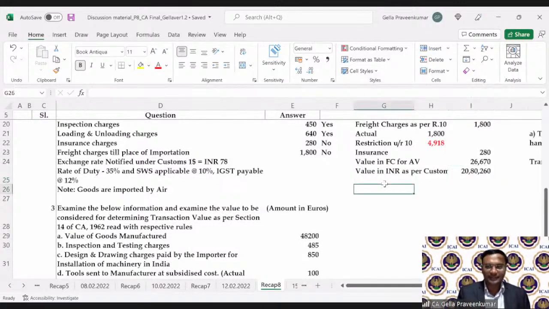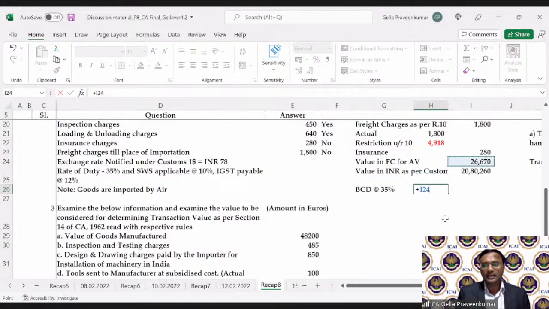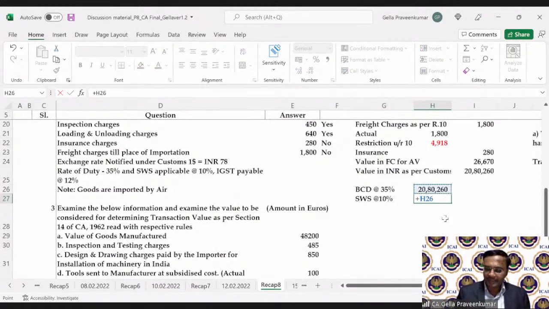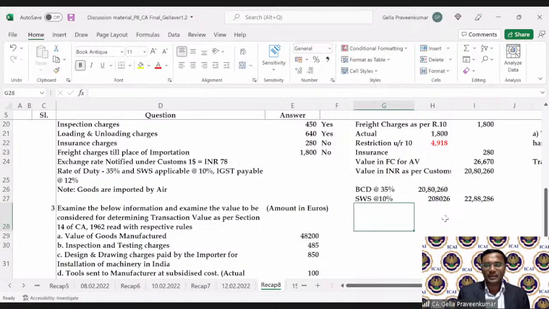Let's go one step further. Basic customs duty at the rate of 35%. Now, I have to do the calculation of basic customs duty on the value of goods in INR. This happens to be BCD. Social welfare surcharge at the rate of 10%. I do the calculation of social welfare surcharge on my customs duty. So I get the value of 22,88,286.